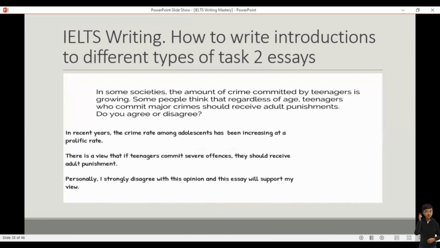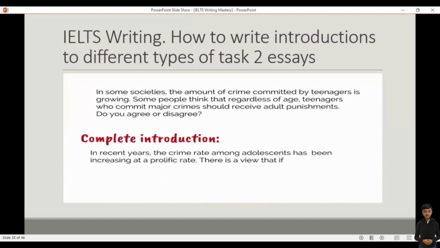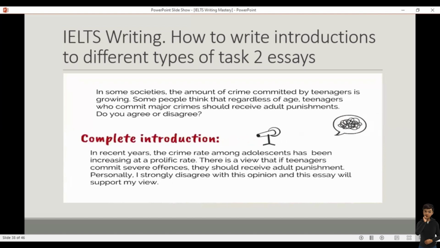So the complete introduction should look the following. In recent years, the crime rate among adolescents has been increasing at a prolific rate. There is a view that if teenagers commit severe offences, they should receive adult punishment. Personally, I strongly disagree with this opinion, and this essay will support my view.